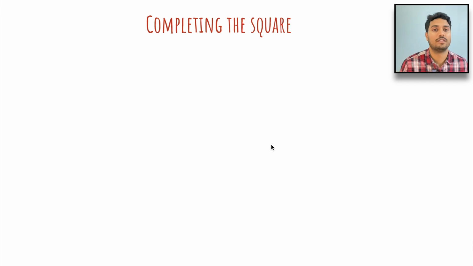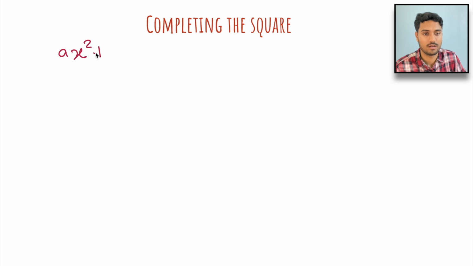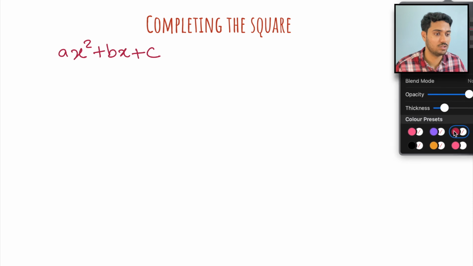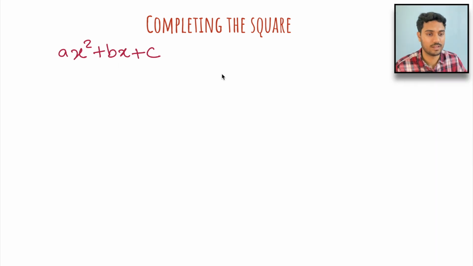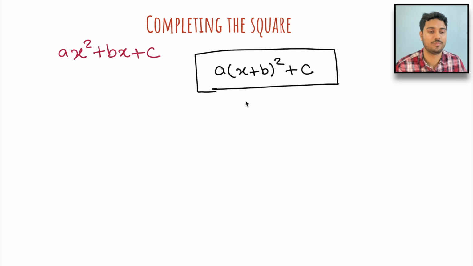So first of all, what is completing the square form? Let's say we have a quadratic equation that is ax square plus bx plus c. And when we rewrite this equation in this form, that is a times x plus b the whole square plus c, this is your completing the square form.